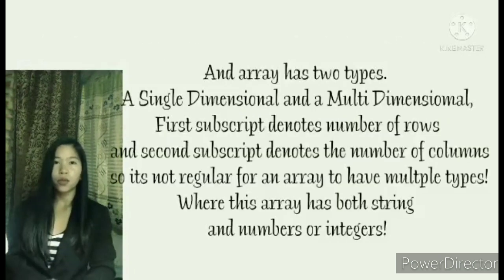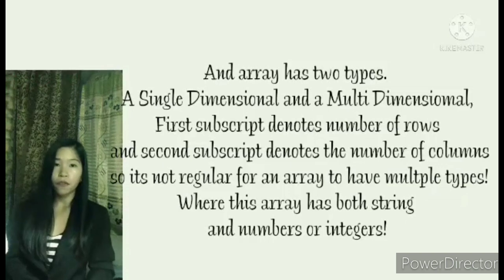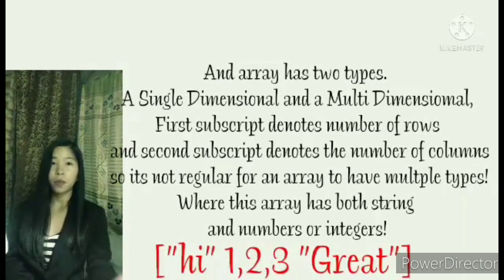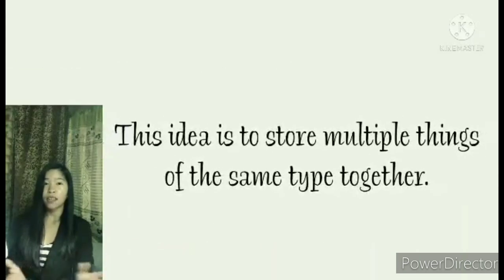An array has two types, single dimensional and multi-dimensional. The first subscript denotes the number of rows and the second subscript denotes the number of columns. It's not regular for an array to have multiple types. It's not normal for us to have something like this one, kung saan magkahalo na yung string tsaka integers niya, di ba? The idea is to store multiple things of the same type together.